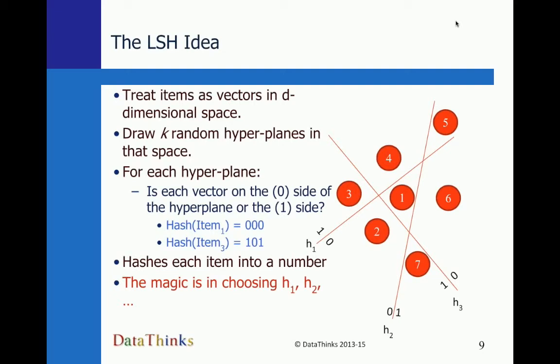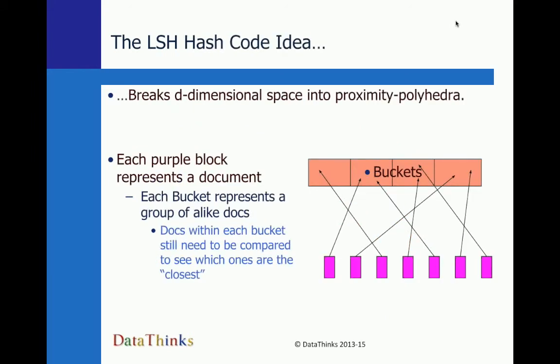What you end up doing is trying to find the documents that are closest together in the plane, and the real magic is choosing your hashing functions. That will make a difference, depending on the hashing function and the distance measurements that you use, based on the kind of documents that you're trying to process.